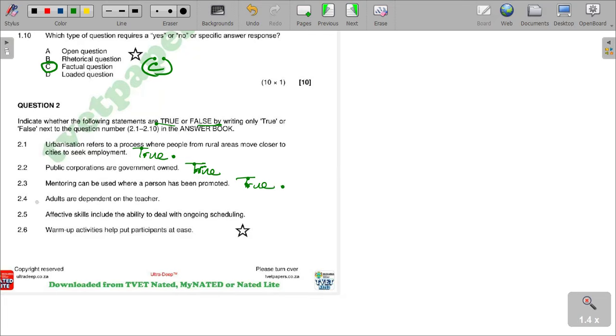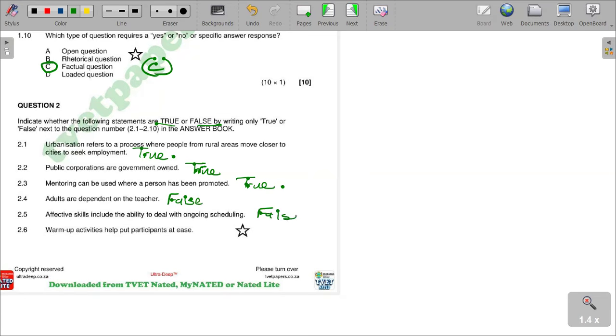Let's go to 2.4. Adults are dependent on the teacher. That's false. That's a false statement. Right. Let's go to 2.5. Effective skills include the ability to deal with ongoing scheduling. Right. That's false.